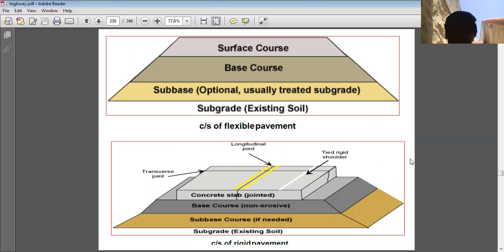These are different joints: longitudinal joints, concrete slab, transverse joint, subgrade, sub-base course, base course. Base course is non-erosive. Rigid pavement consists of concrete slab. Flexible pavement consists of surface course, base course and sub-base course. These are the main differences between the two pavement types.